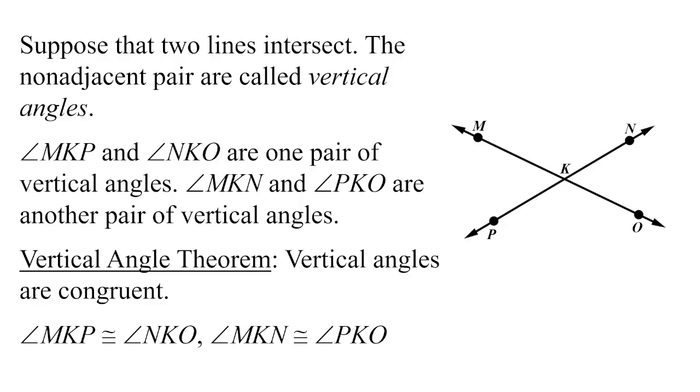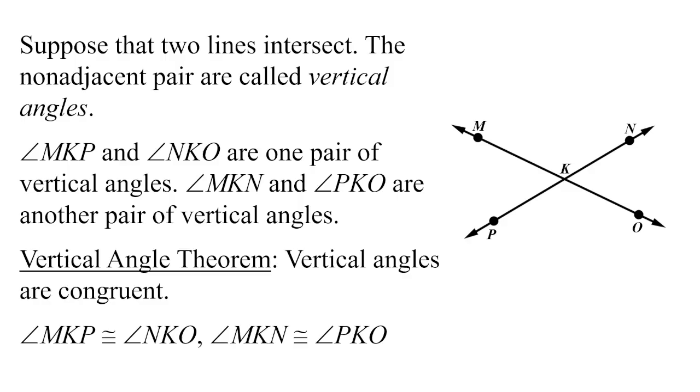Vertical angles are congruent. Angle MKP is congruent to angle NKO, and angle MKN is congruent to angle PKO. That's what the vertical angle theorem says.